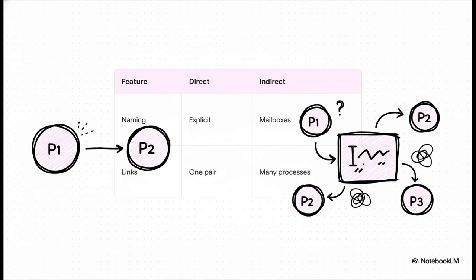gets it? The OS has to decide. It might force a rule where only two processes can link at a time, or it might just randomly pick a receiver and notify the sender. Managing that kind of chaos is an incredible feat of engineering.